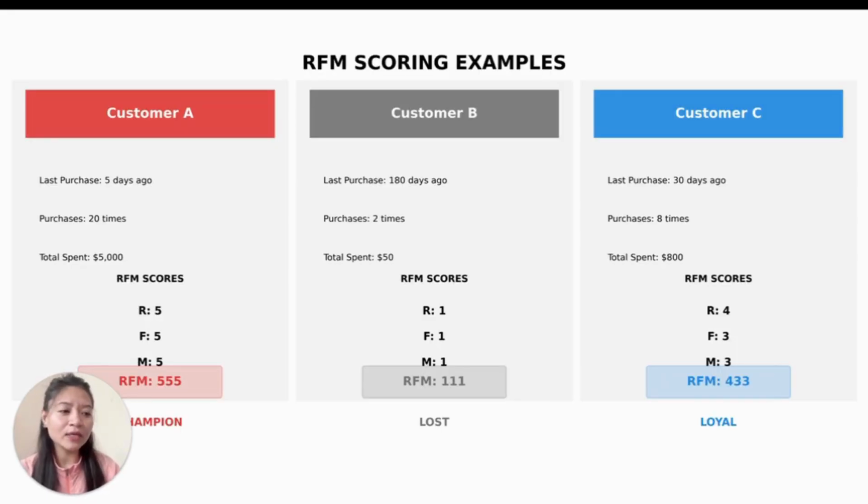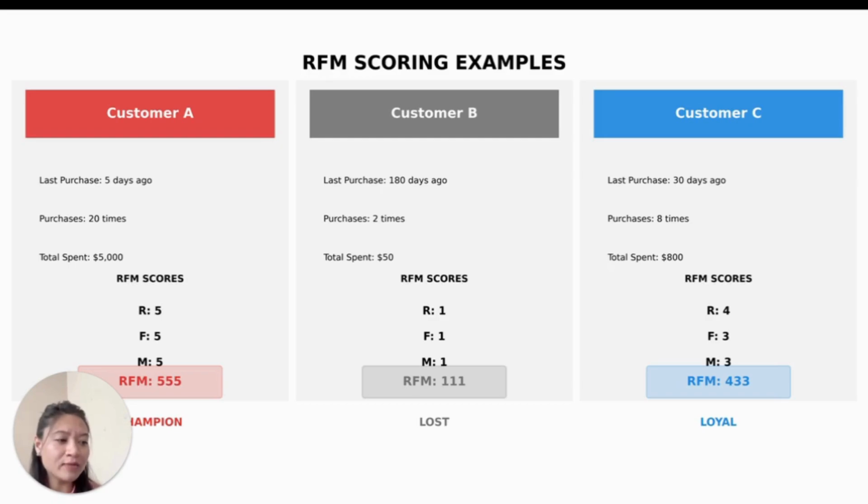Now, here's how it works. For each customer, you calculate 3 scores from 1 to 5. Let me give you an example. Say we have 3 customers. Customer A purchased 5 days ago, bought 20 times this year, and spent $5,000 in total. So the recency score is 5 since it is very recent. Frequency score is 5, very frequent. Monetary score is 5, high spender. So the total RFM score is 555. This is your VIP champion. Customer B, last purchase was 180 days ago, bought 2 times, spent $550 in total.